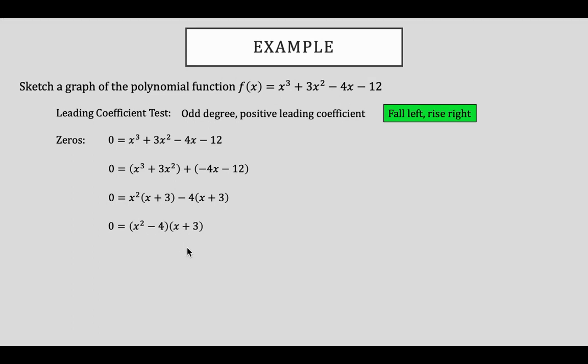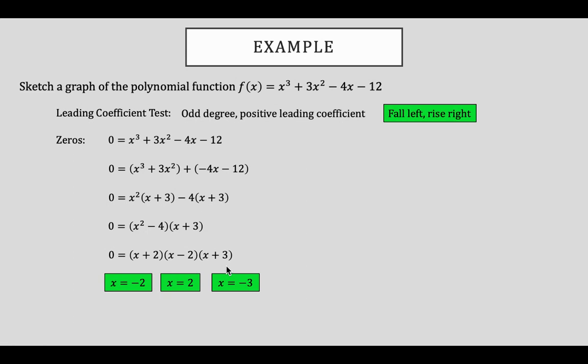Now, is this completely factored? Well, we can actually factor this quadratic a little bit farther. Here I have x squared minus 4. That is the difference of squares. That factors into x plus 2, x minus 2. And again, I still have my x plus 3 here on the outside. So now that it is completely factored, we can identify the zeros of the polynomial. The zeros are x equals negative 2, x equals positive 2, and x equals negative 3. Again, we get those by setting each of the factors equal to 0 and solving for x.